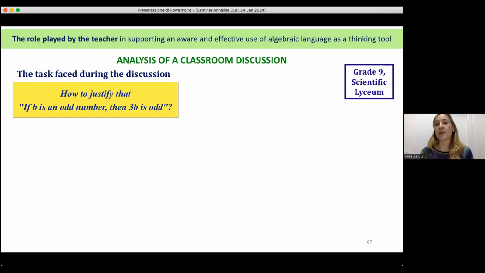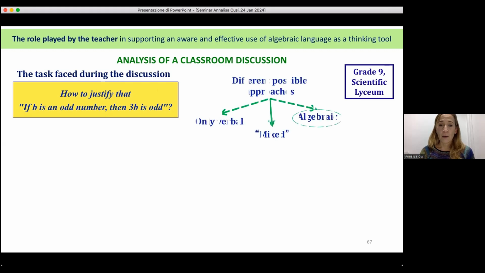This specific classroom discussion was conducted in a grade 9 class of a scientific lyceum. And the task under discussion is very simple. The class wants to justify that if B is an odd number, then 3B is odd. Obviously, this statement can be easily justified only verbally. I can say this is the product between 3, which is odd, and B, which is odd, and so the product between two odd numbers is again odd.